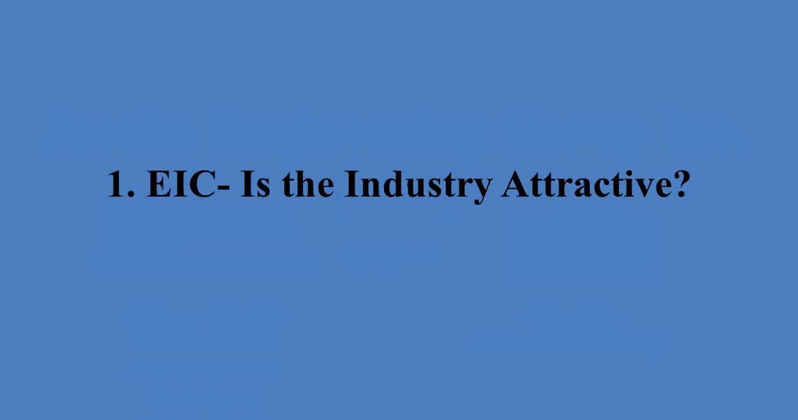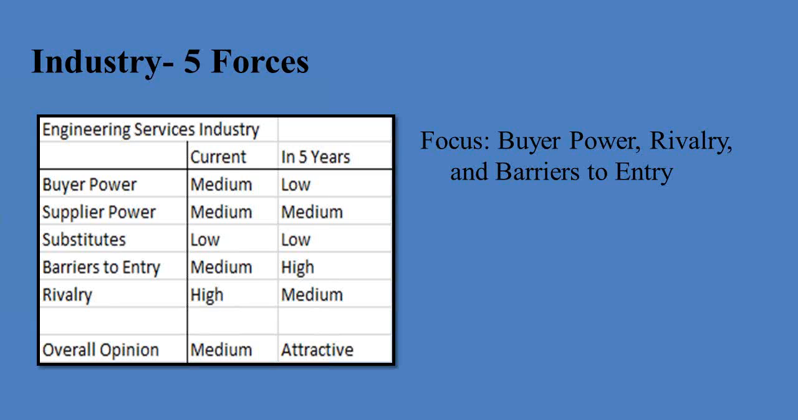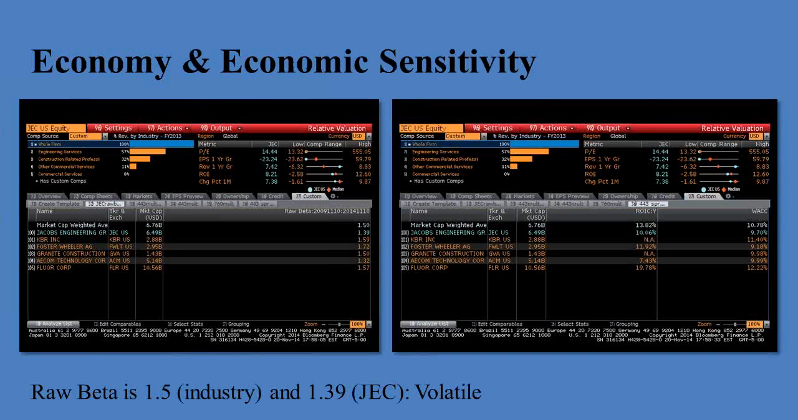I'm going to cover whether JEC's industry is attractive. I'd like to start with a brief discussion of the engineering services industry, where you can clearly see the overall raw beta is 1.50 and JEC's raw beta is 1.39, suggesting that the observed relationship between the security's returns and the returns of the index for the industry and company is more volatile than the market. The betas indicate that the security price for JEC will be 39% more volatile than the market. The industry average will be 50% more volatile than the market.